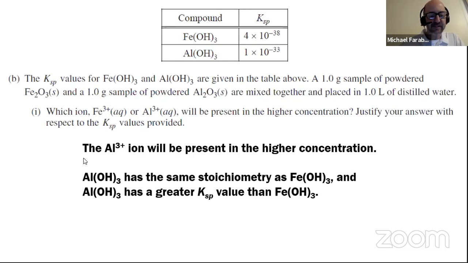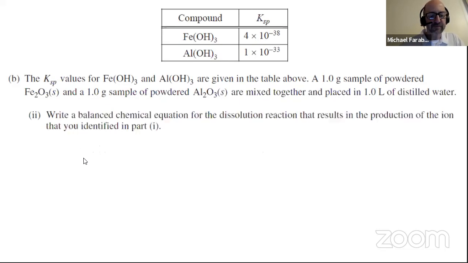Okay, on to part II of this question, part B. Write a balanced chemical equation for the dissolution reaction that results in the production of the ion. So they can't go ahead and tell you whether it was aluminum or iron because it says that whatever you chose in part 1. So because we chose aluminum, then this would be our equation.